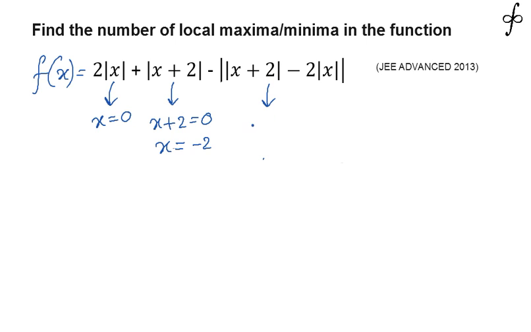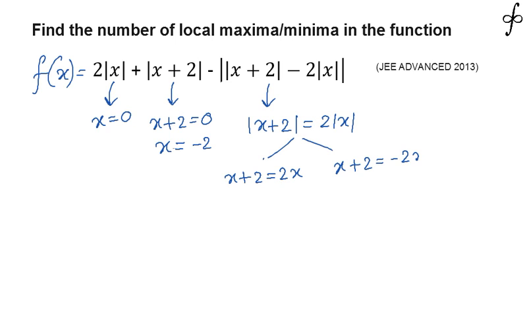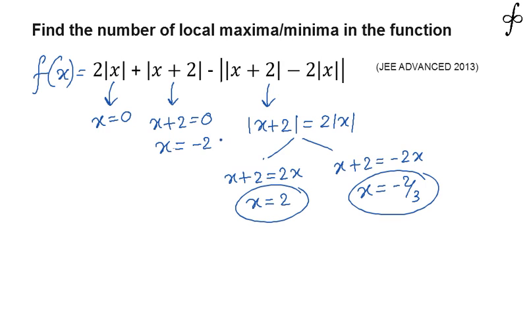Then we put the entire quantity within the outer modulus equal to 0, so |x + 2| should be equal to 2|x|. That leads us to two possible cases: x + 2 = 2x, or x + 2 = -2x. In the first case, x comes out to be 2, and in the second case, x comes out to be -2/3. These are the critical points where the modulus function will change the course of its path.